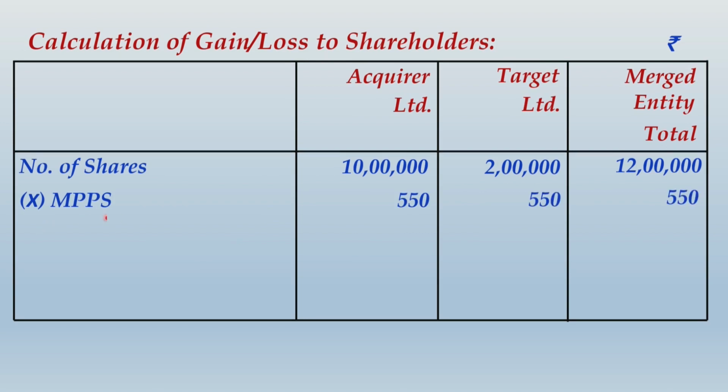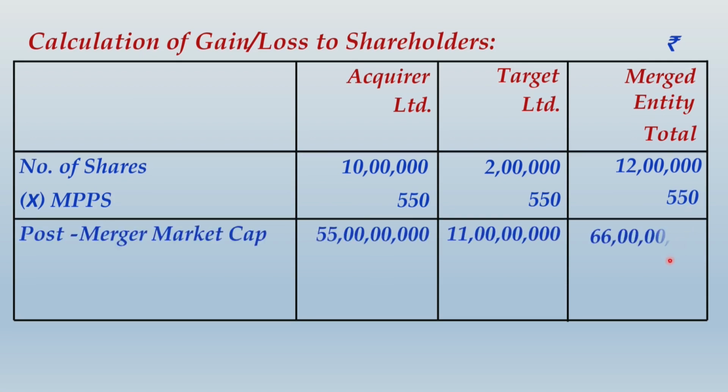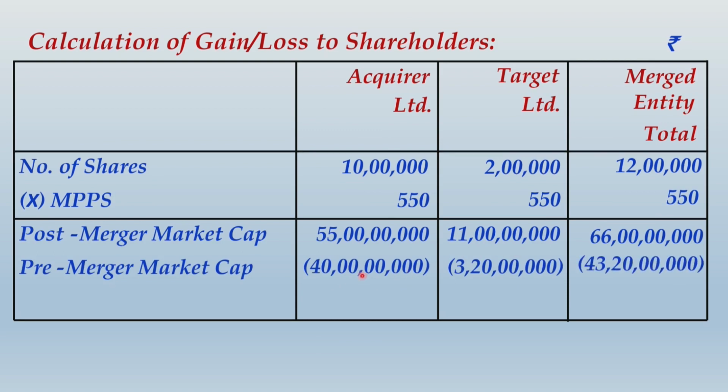Post merger market price per share, 550, we have just obtained earlier in the previous working. Multiplying this, we get post merger market capitalization, and that is 55 crores for Acquirer Limited, and for Target Limited it is 11 crores. Pre-merger market capitalization, it was 40 crores for Acquirer Limited and 3 crore 20 lakhs for Target Limited. Now how do we get these?